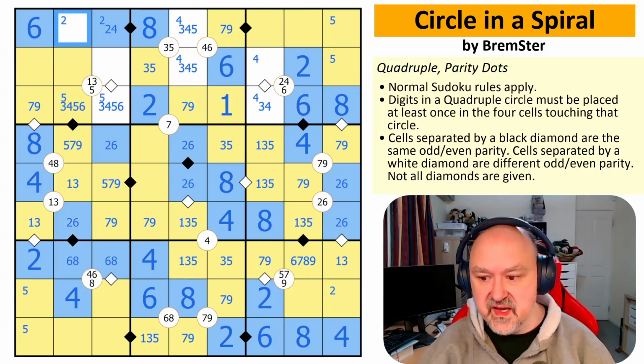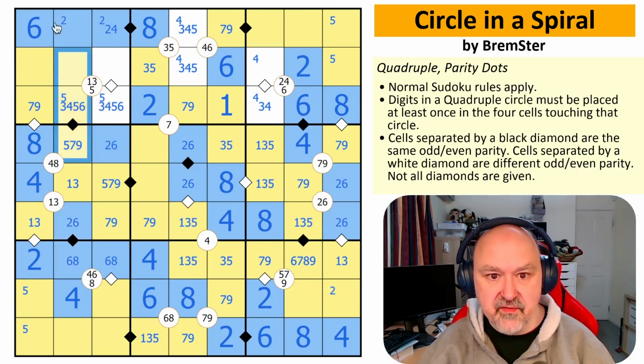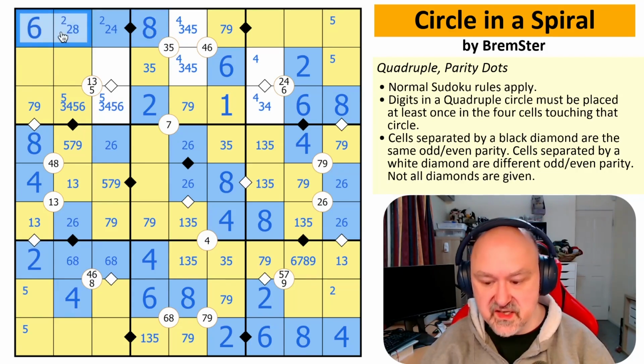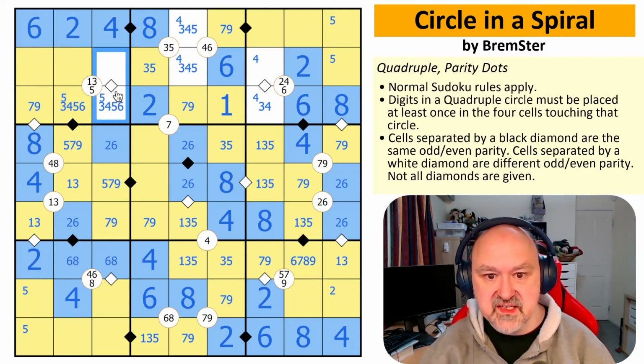Oh, this needs to be even for the column because I already had 5 odds. So this is 2 or 8 because it sees, actually it's 2 because it sees 4, 6 and 8. So this is 2, this is 4. I need to put an 8 in one of those two, and it has to go there because this now sees 2, 4 and 6.